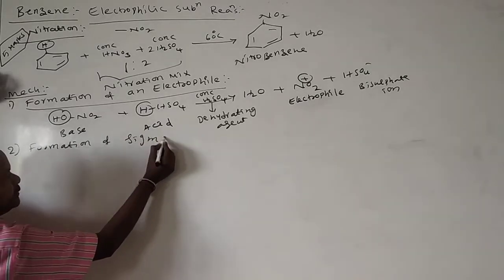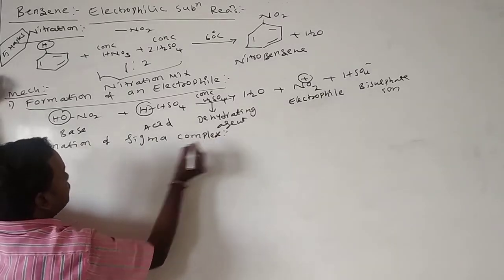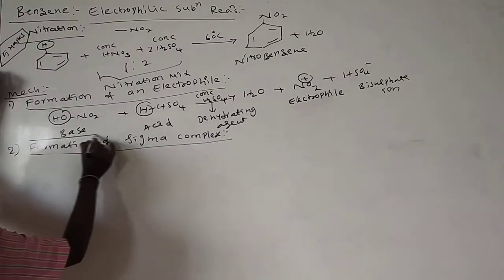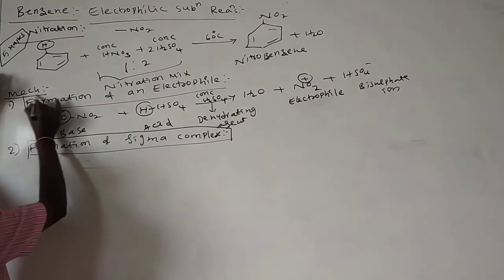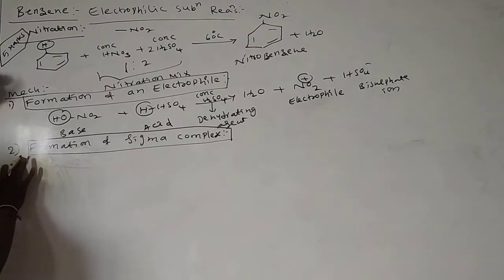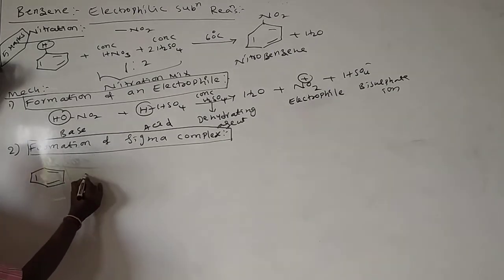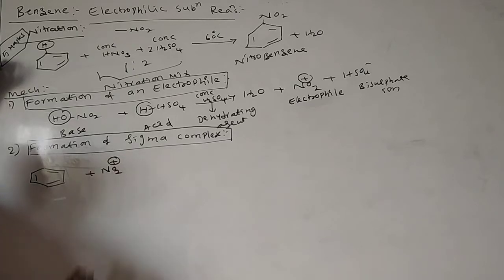Formation of sigma complex is the second step. This is the first step. How is the sigma complex formed here? We'll see. First, we take the benzene. The electrophile attacks the benzene. What is the electrophile here? NO2 plus attacks on benzene.